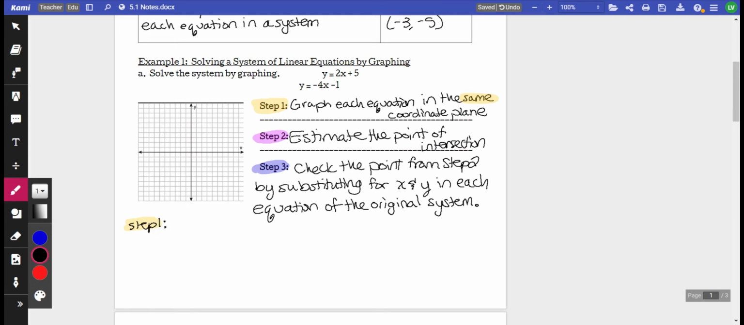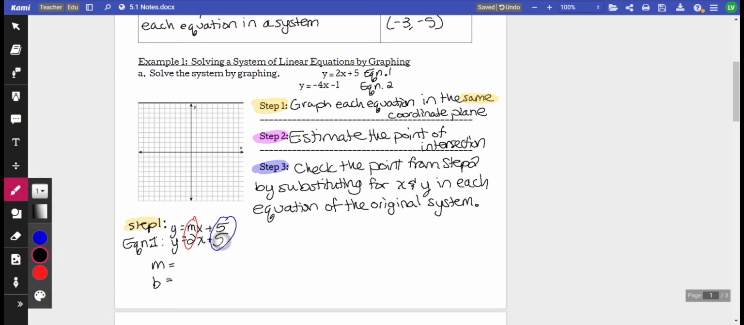I'm going to first identify the different parts of the equations, the slope and the y-intercept. The first equation is equation 1, and the second equation is equation 2. I'm going to take equation 1, y equals 2x plus 5, and identify the slope and the y-intercept. As a reminder, slope-intercept form is y equals mx plus b. So my m value is going to be 2, and my b value is going to be 5.